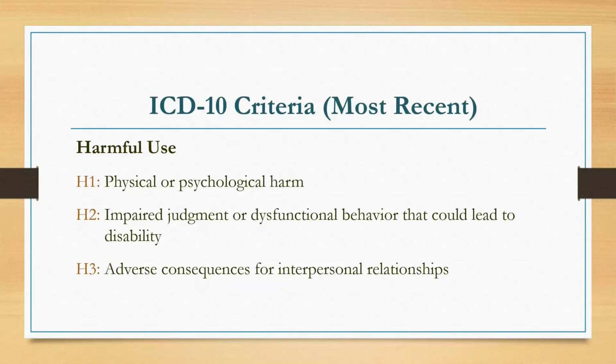The ICD-10, which is now required for billing purposes, still retains the dichotomy of harmful use versus dependence. And there are 2 versions of the ICD-10. The original one only considered the first item here, physical or psychological harm. A research version of it, which was developed later, included other kinds of impairments and dysfunctional behavior and adverse consequences for interpersonal relationships. Excuse me, next slide, please.